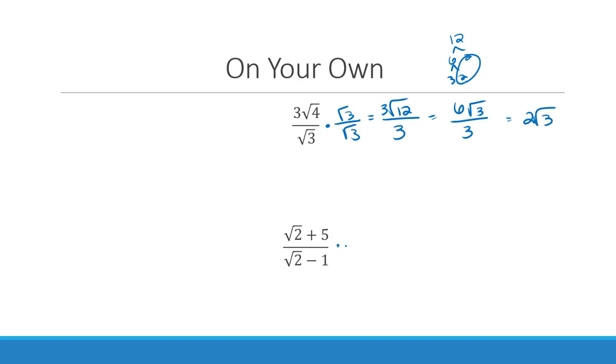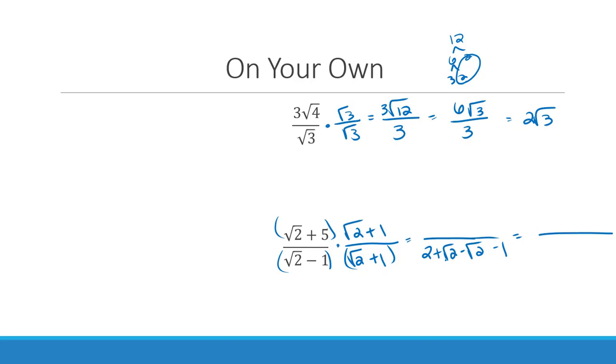Now this last one, you're going to multiply by the conjugate. So we're going to multiply by the square root of 2 plus 1 here as well. So my denominator, square root of 2 times square root of 2 is just 2. Square root of 2 times 1 is going to give me square root of 2. Negative, this would give me negative square root of 2. And then negative 1 times 1 is going to give me minus 1. And then that simplifies down if I just wanted to finish that out. 2 minus 1 is just 1.